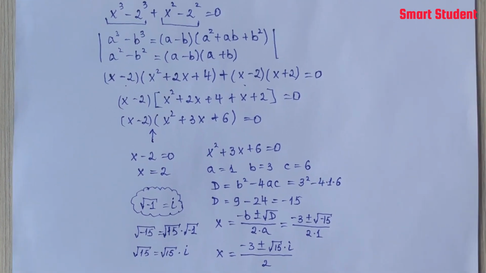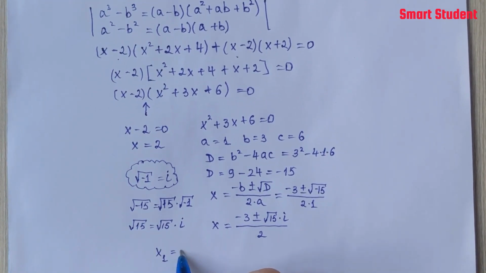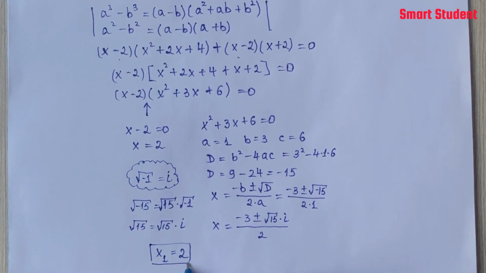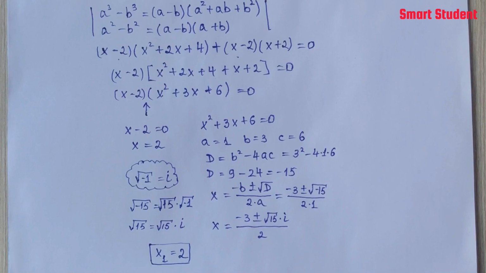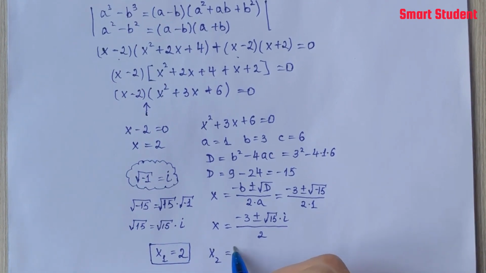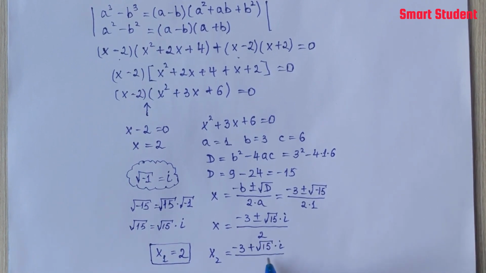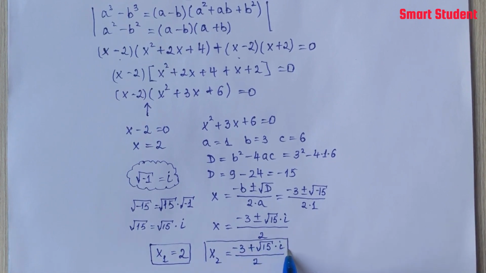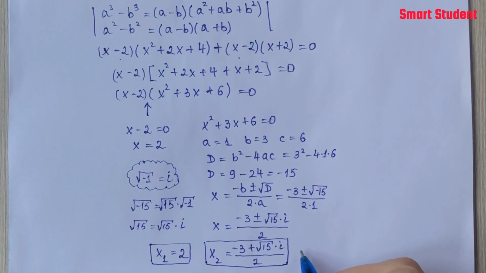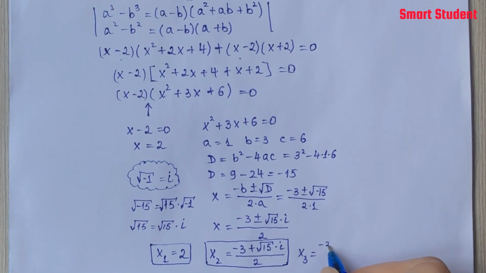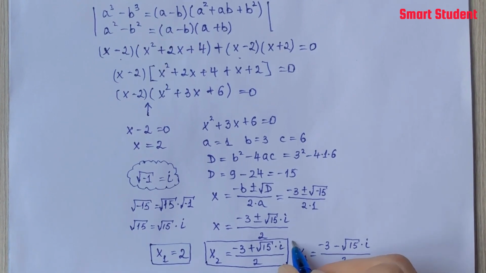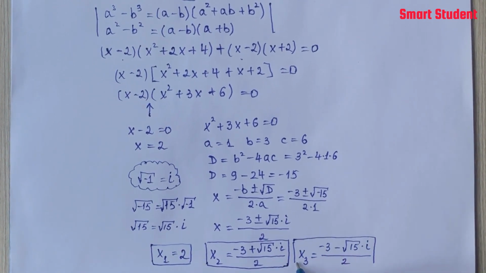But first, let me go back here as we have already found x being equal to 2. This one I'm going to call the first root. So x1 is equal to 2. Okay? So this is the first root of our equation. The second root, x2, will be equal to minus 3 plus the square root of 15 times i over 2. So this is the second root. Next, x3, the third root, will be minus 3 minus the square root of 15 times i over 2. So here are the three roots of our third degree equation.